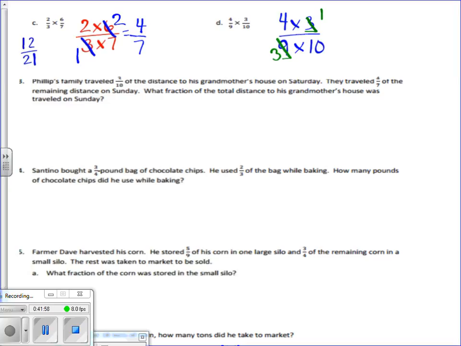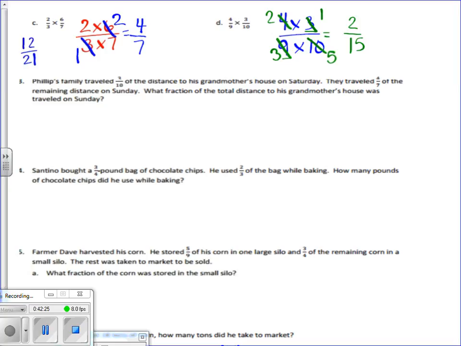So 4 divided by 2 is 2. 10 divided by 2 is 5. So now I've got 2 times 1 is 2. 3 times 5 is 15. Now I don't have to simplify at all.